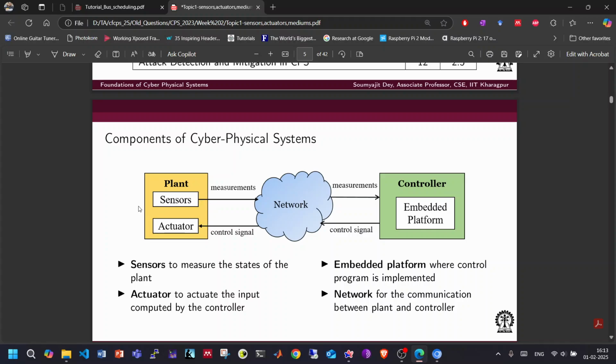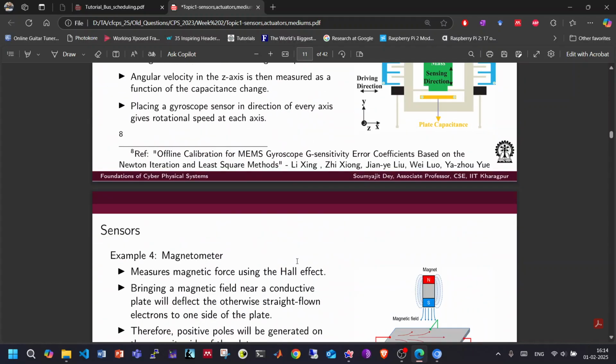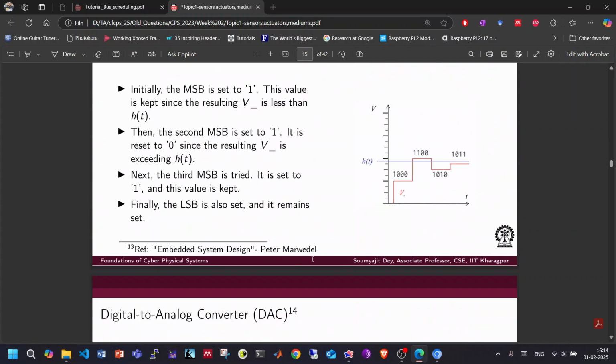After we sense it, we send it to the control unit. How do we send it? We send it via a certain medium. We'll come to the medium. But before that, once I compute the control signal, I send it back and the actuators actuate it. In this process, I need to translate the analog signal to digital so that the controller understands it, and translate the digital signal to analog so that the actuator can actuate the plant. So these things we have covered till now.